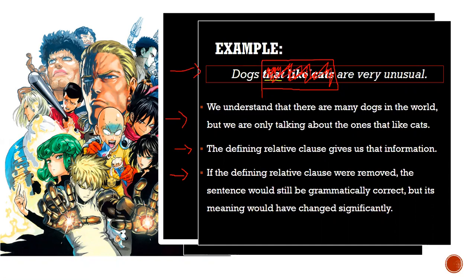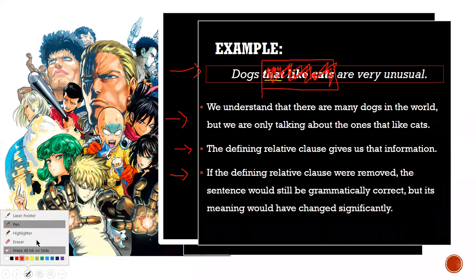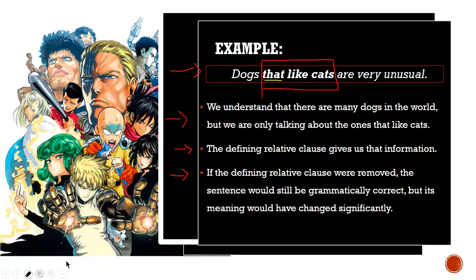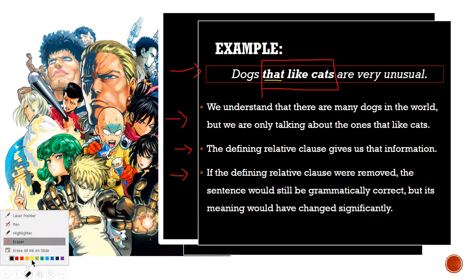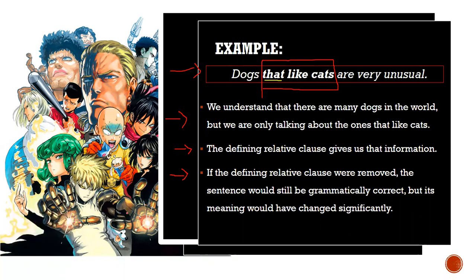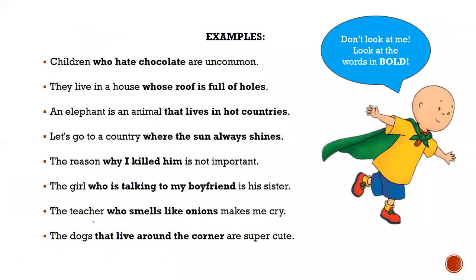Are we still talking about the same group of dogs? No, now we're talking about all dogs in the world, all dogs in general. So the meaning changed significantly. We're not even talking about the same group of dogs anymore. So we cannot remove this and still have the same meaning in our sentence. That is something we always have to take into consideration. They give us essential information. By essential, we mean it cannot be removed, because if you remove it, the meaning changes completely. All right, let's analyze some more examples to help us out.